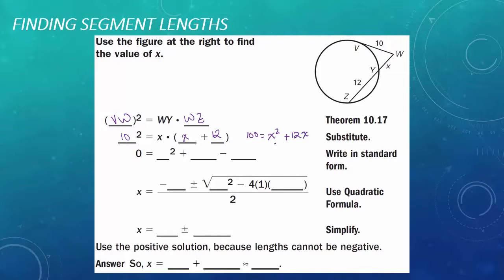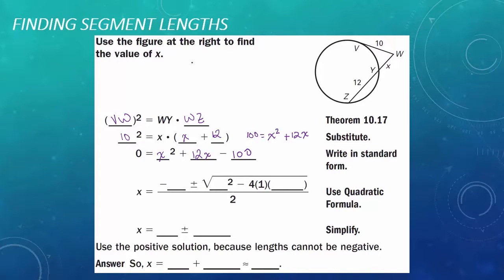This is a quadratic function. In order to solve this, you need to write it in standard form, which means subtract 100 on both sides. What you end up with is X squared plus 12X minus 100 is equal to 0. From here, use the quadratic formula to solve for X.